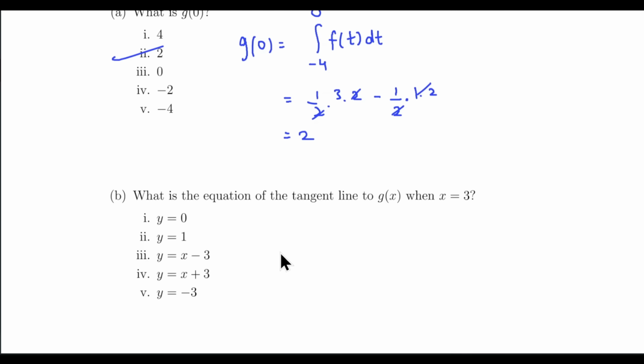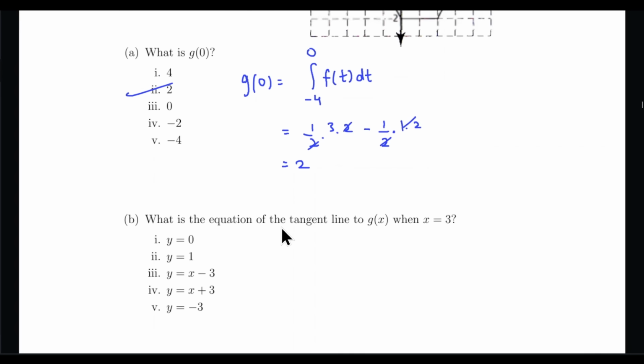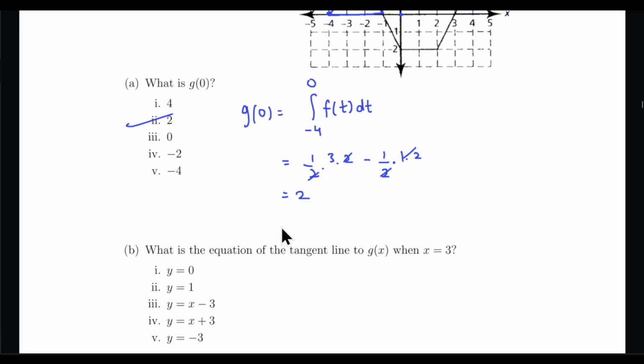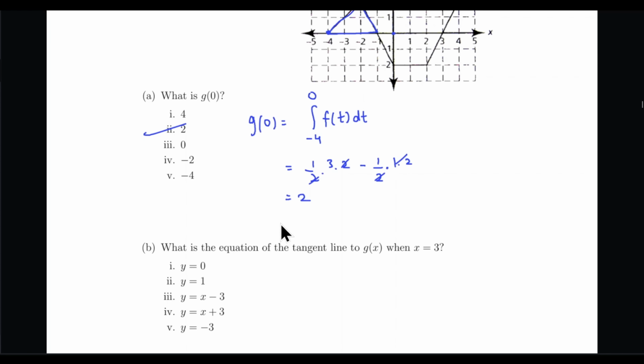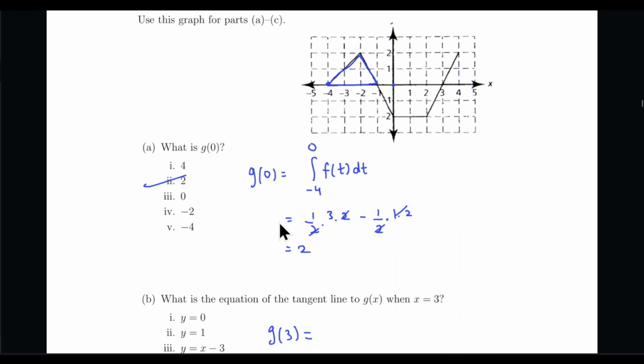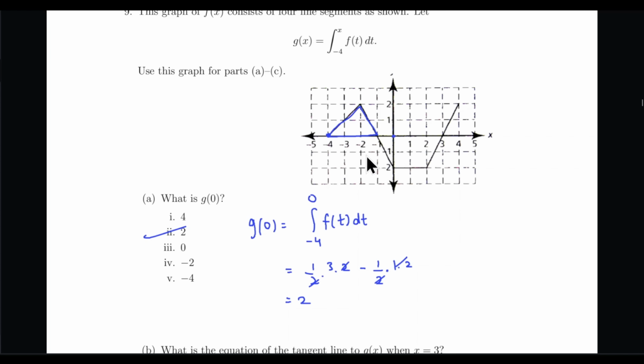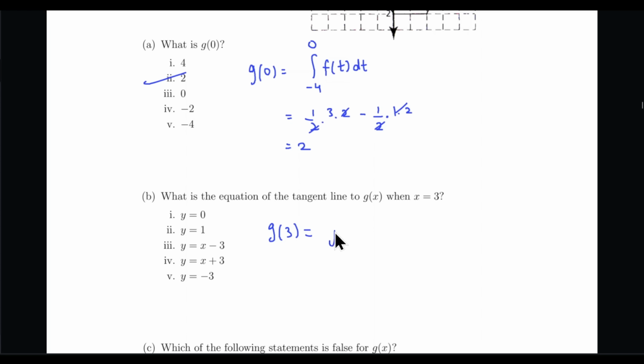What is the equation of the tangent line to G when x is 3? Oh, that's interesting. So for that, I need to find two things. One is the point, one is the slope, right? Let's find the point first. So for the y coordinate, I need to find G of 3. So G of 3 would mean that you replace this x by 3 over here, which was earlier replaced by 0.